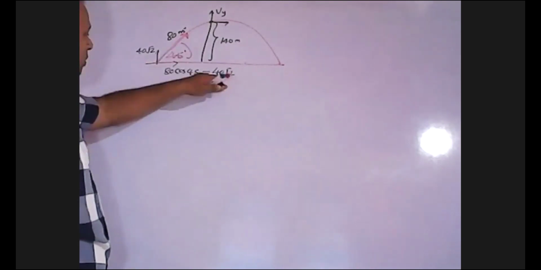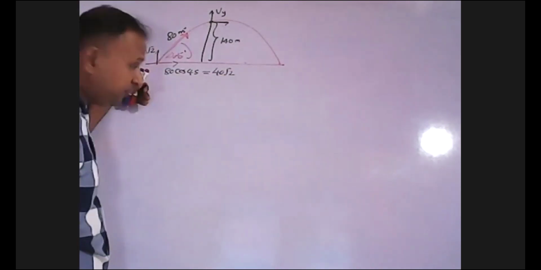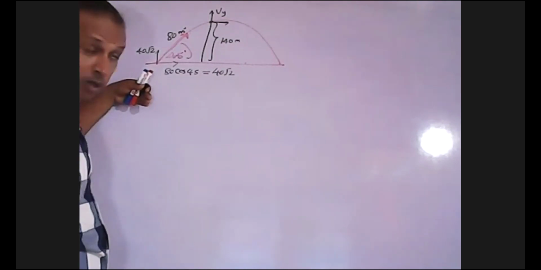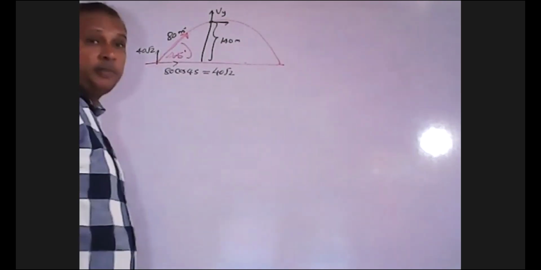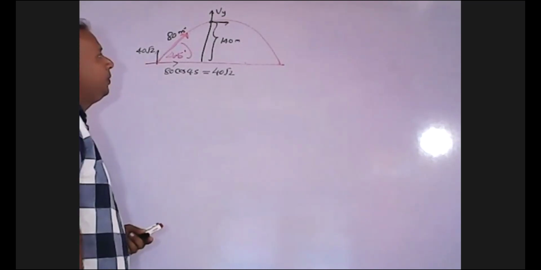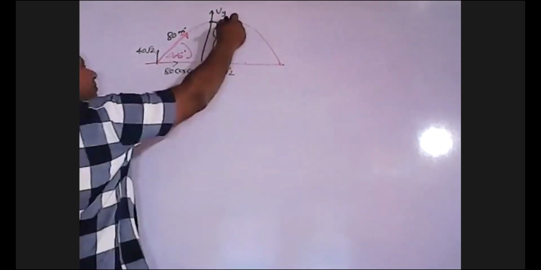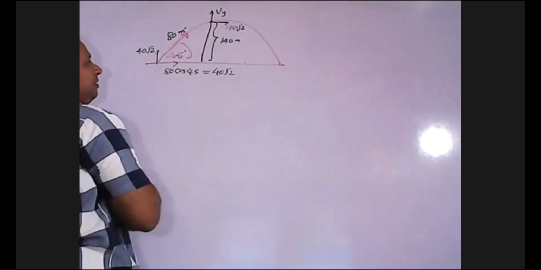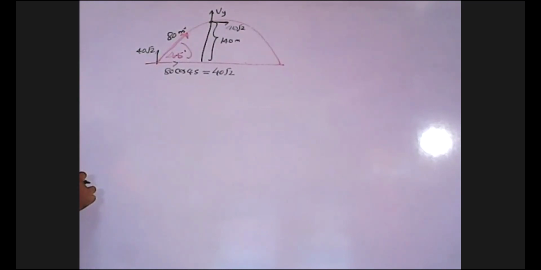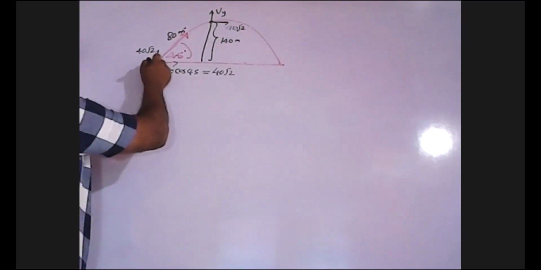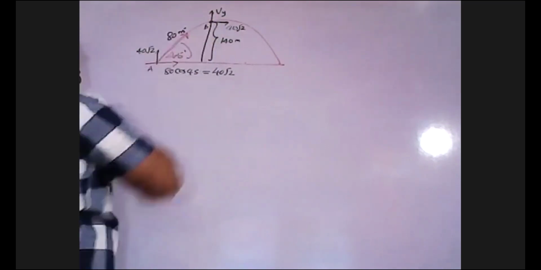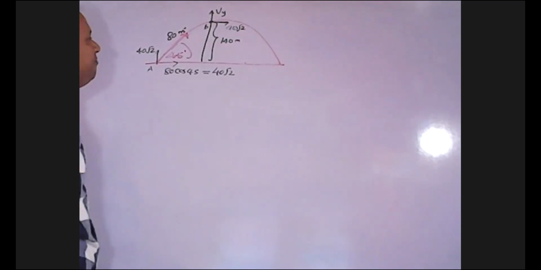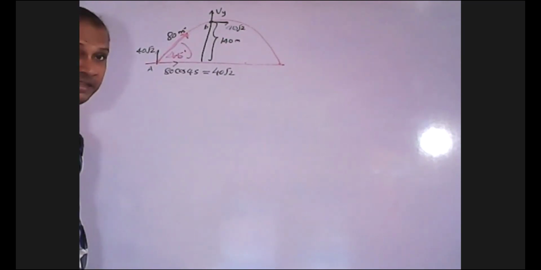The horizontal component is 40 root 2. The vertical component also 40 root 2. Now you have to find this one. So if we want to find the velocity at point B, how to find that one? Tell me how to find that one.